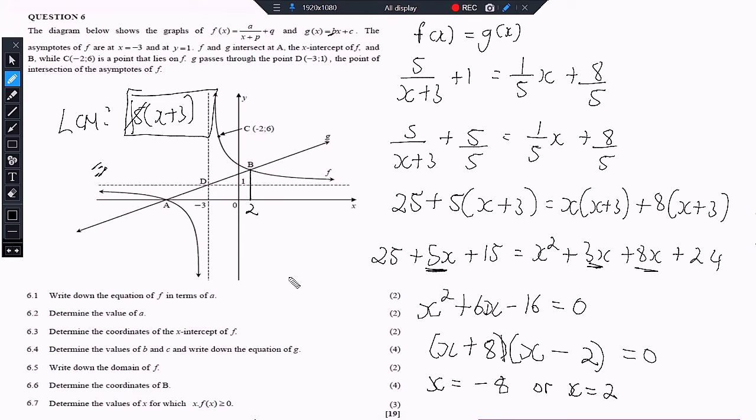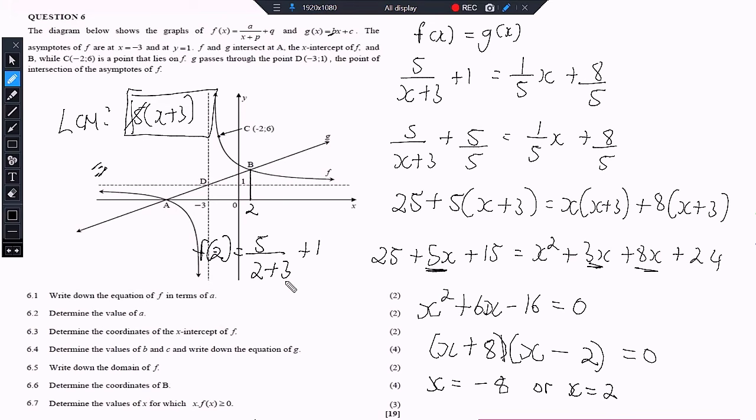But then remember, we are not only calculating the x coordinate of b, we are calculating the coordinates. So after finding the x coordinate, we should also go back and substitute into either of the equations, whether the equation of f or the equation of g, in order to find the y value. So it all depends on what you choose to substitute in. Let's say you substitute in the equation of f. So where there is x, you'll put positive 2. So this is 5 over, where there is x, it's 2 now. So 2 plus 3 and then plus 1.